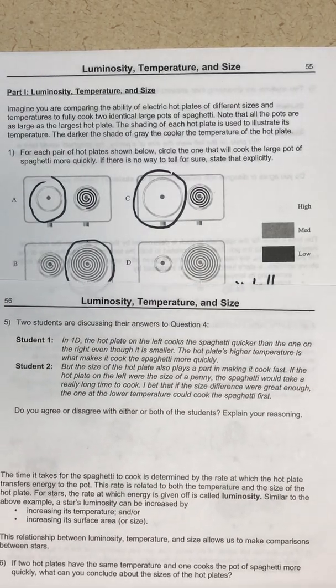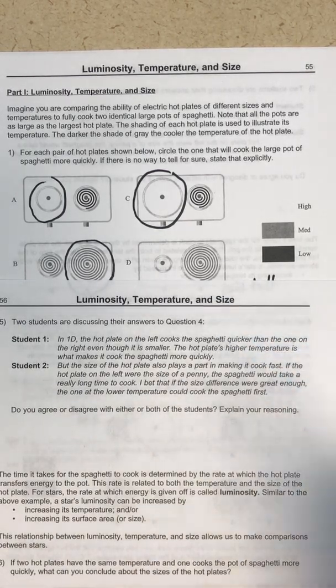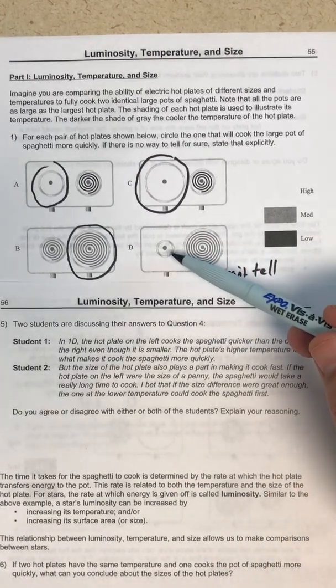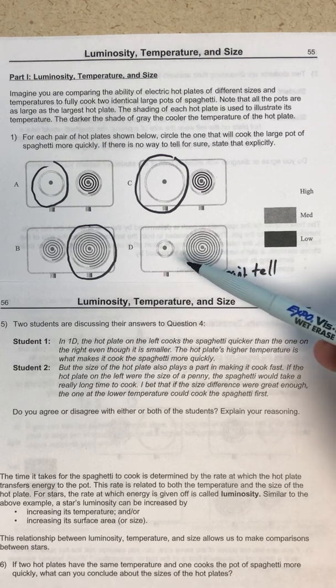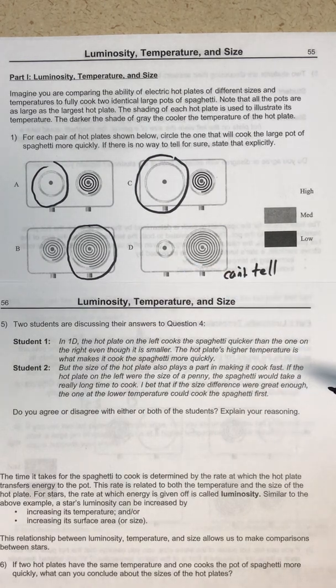So two students are discussing their answers to question 4. Student 1: In 1D, the hot plate on the left cooks the spaghetti quicker than the one on the right, even though it is smaller. The hot plate's higher temperature is what makes it cook the spaghetti more quickly. Student 2: But the size of the hot plate also plays a part in making it cook fast.